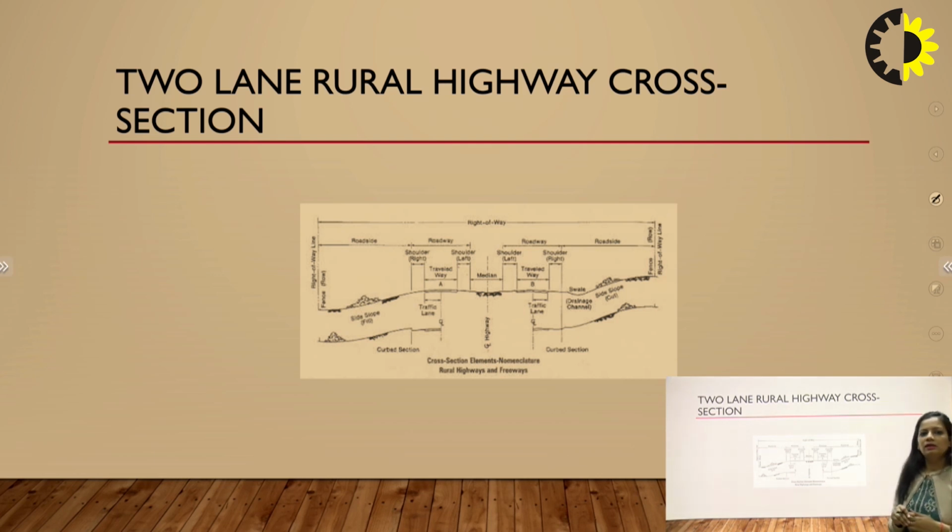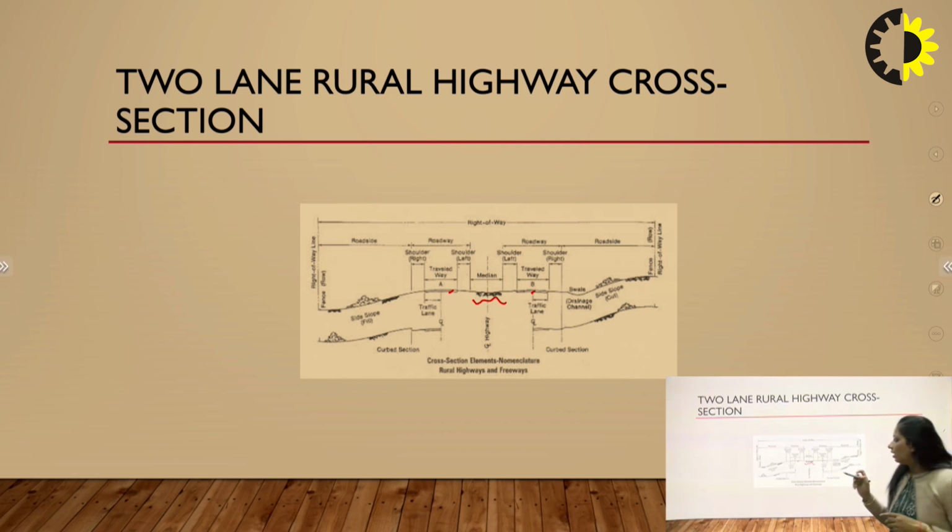Here you can see a 2-lane rural highway cross section. What we are going to understand in this picture: here you can see this is median. Obviously, we provide median in between two different lanes. Here you can see that is A, one lane, and that is B, the other lane. On top of this lane it is written as traveled way, and here also this is written as traveled way.